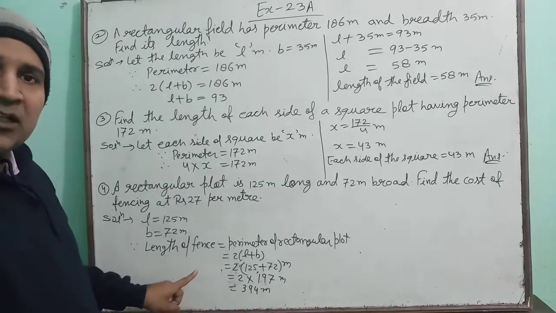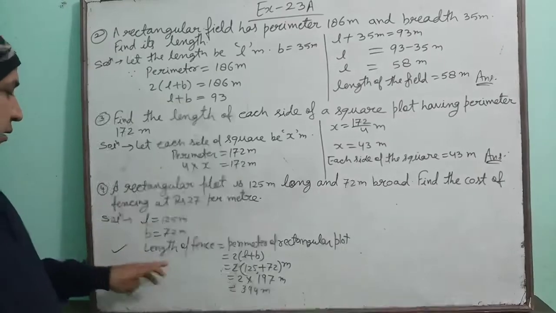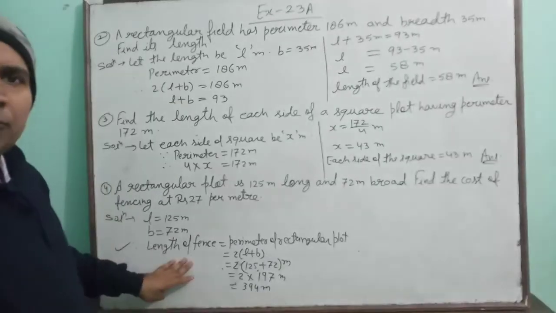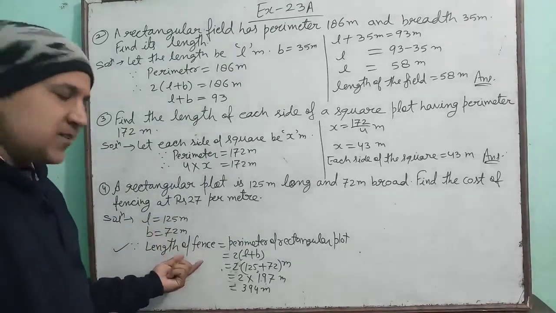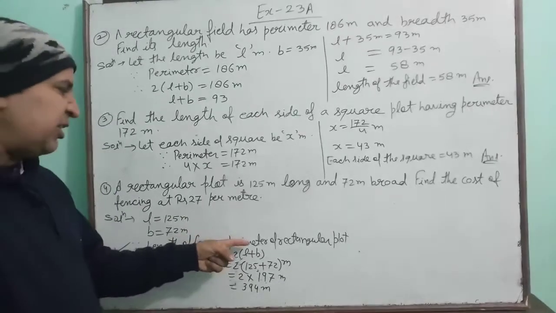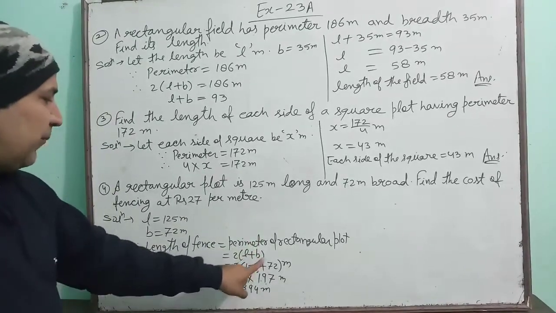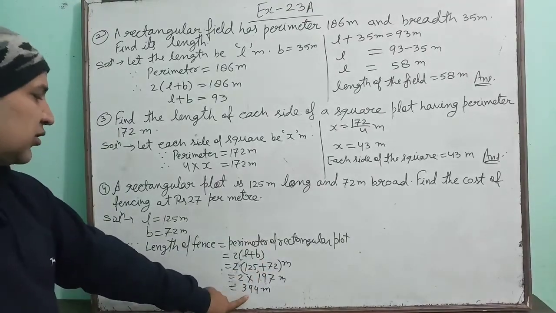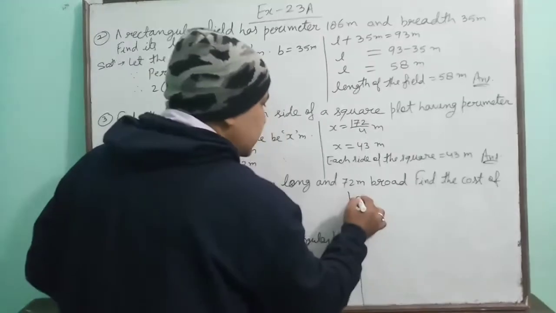Is this understood? This is the point which you have to understand. This is the concept actually. Length of the fence is equal to perimeter of rectangular plot, and perimeter of rectangle is 2 into length plus breadth. By putting the value of length and breadth, we have got the length of fence. Now we can find the cost of fencing.